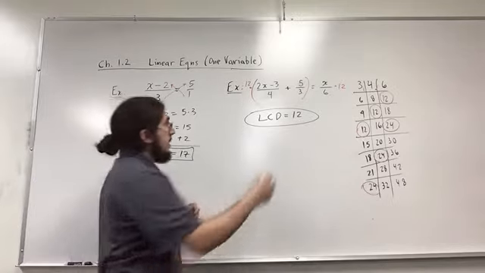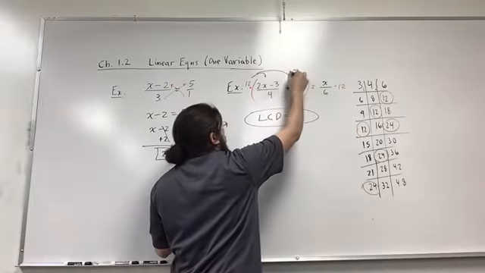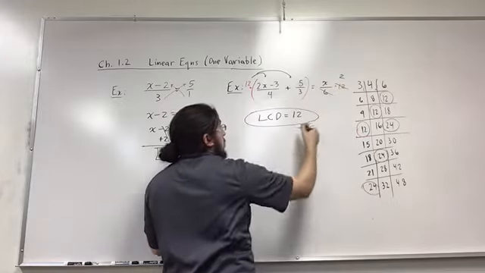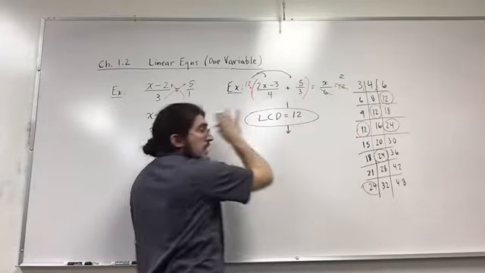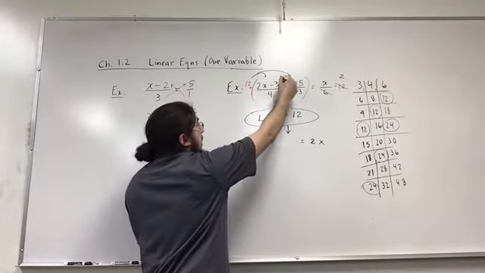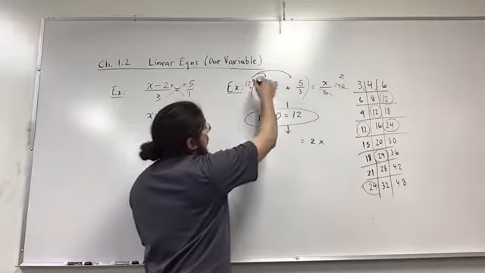So let's see that happen here. So this 12 will need to distribute. This 12 here will just cancel. 6 goes into 12 twice. So after applying the LCD multiplied to every term, we get 2x on the right. And let's see. Let me write it here, I guess. 12.